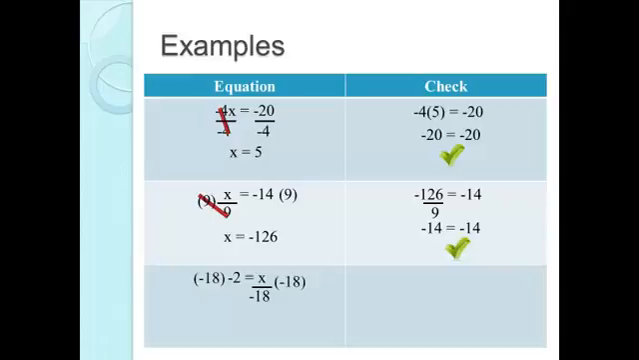We can then cancel the negative 18's. Next, negative 18 times negative 2 gives us a positive 36. Remember, we can write the answer with the variable on the left, so x equals 36. To check, 36 divided by negative 18 does give us negative 2, so we know that 36 is the correct answer.